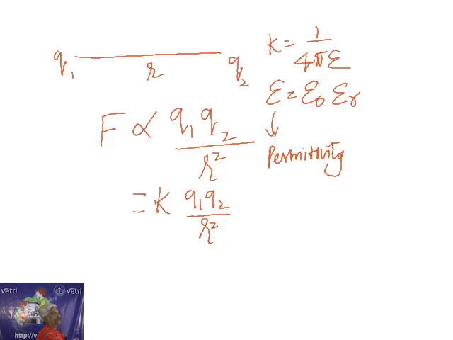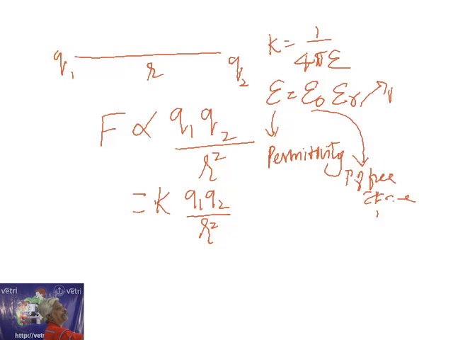This permittivity, epsilon, is equal to epsilon naught into epsilon r. What is epsilon naught? That is permittivity for free space. What is epsilon r? That is relative permittivity. Epsilon r is called relative permittivity, and epsilon naught is called permittivity for free space.